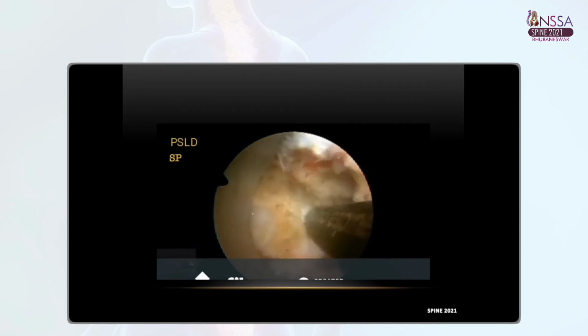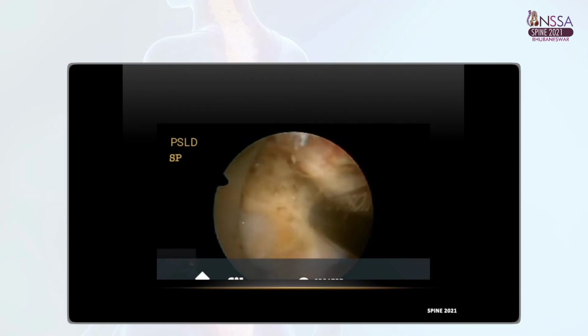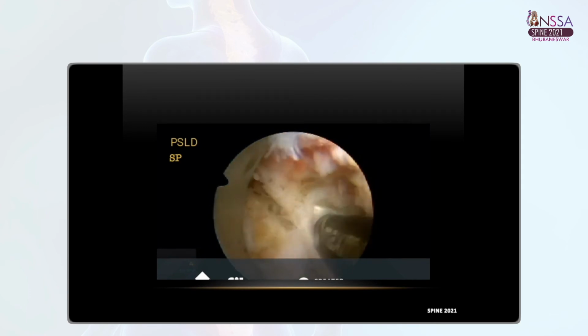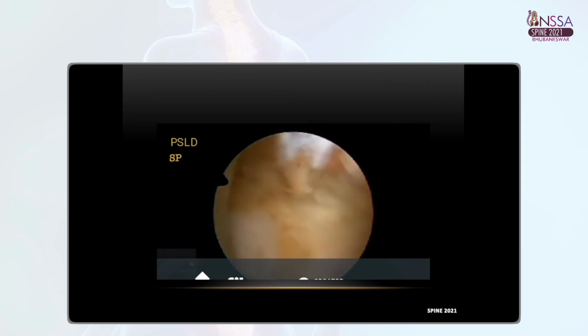We can see that serially, using the Kerrison punches and the radio frequency ablation, we have ablated the tumor also. This is all the tumor tissue that we can see along with the bony tissue. And slowly we start seeing, now we have entered the spinal canal.